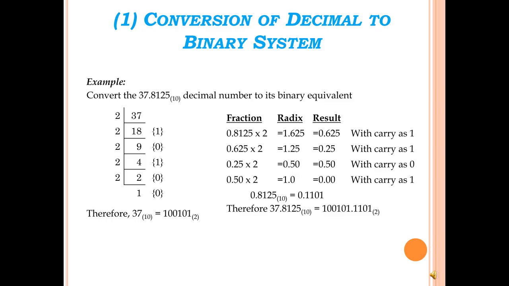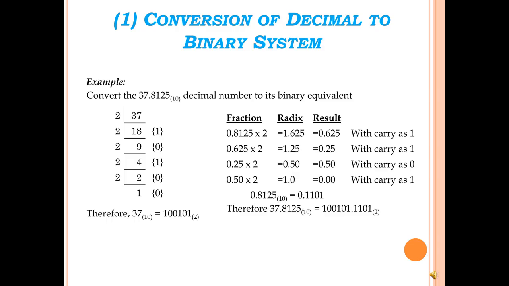The thing is that whatever numbers got carried forward will be read from top to bottom. That means the valuation comes as 1101. So the final valuation of 0.8125 base 10 is equal to 0.1101. Why 0 point? Because we are calculating the binary valuation of the numbers which are after the dot.